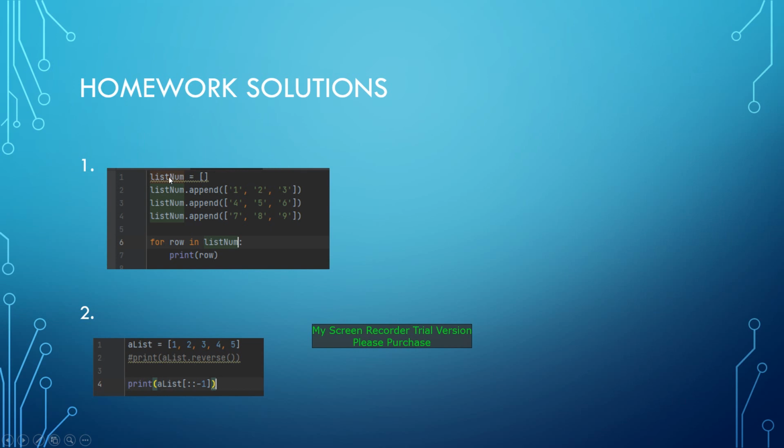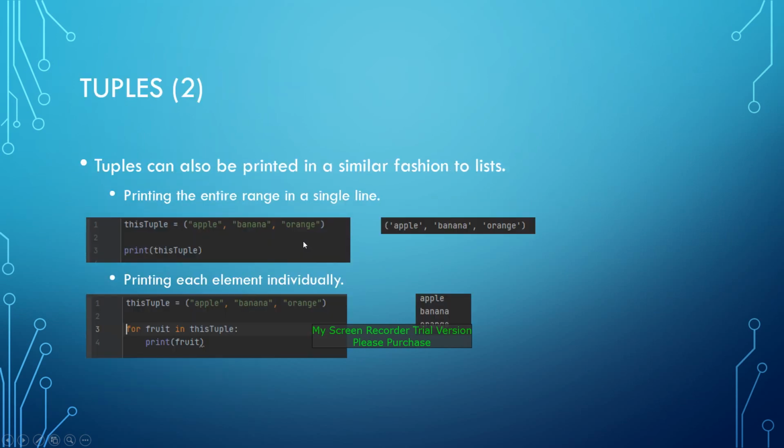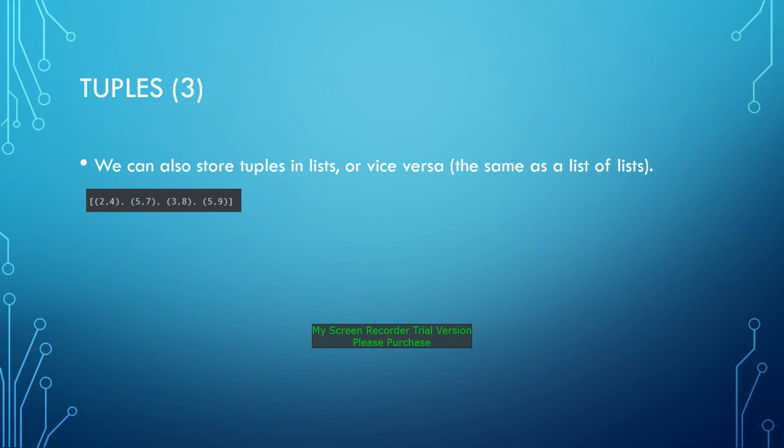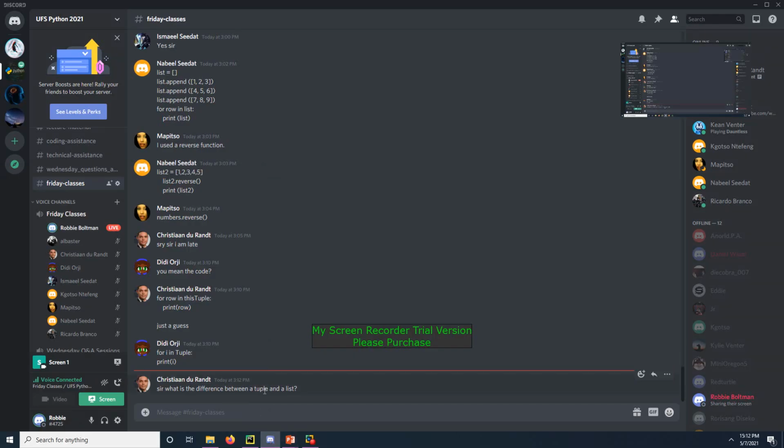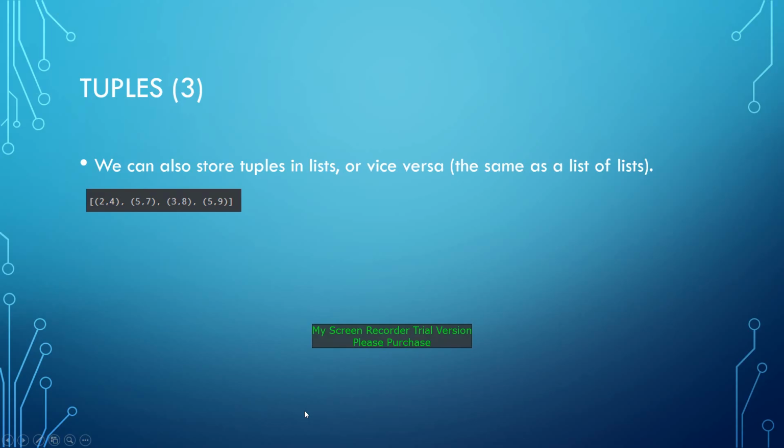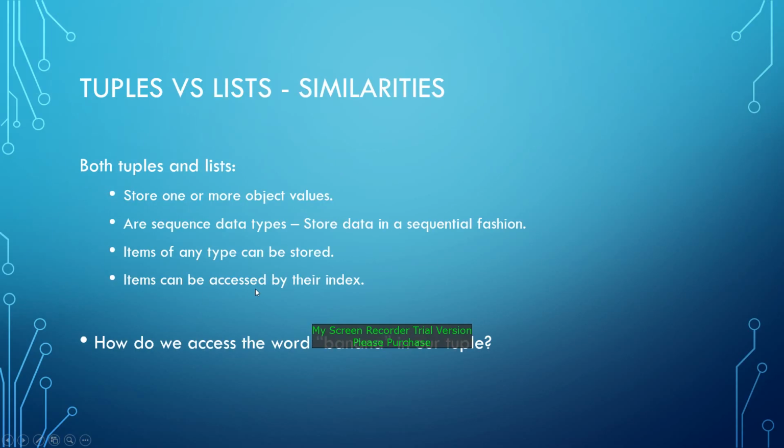So that means instead of list num, we can make a tuple num with round brackets, and then we can append lists inside the tuple. Okay, so why do I want to use a tuple versus a list? What is the difference? That is a good question, and I will get to that now.